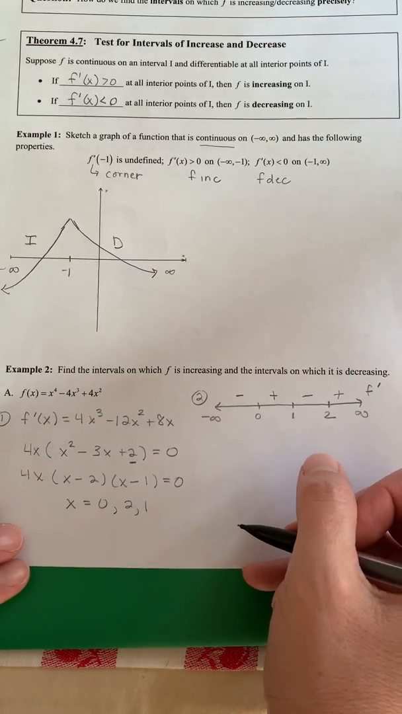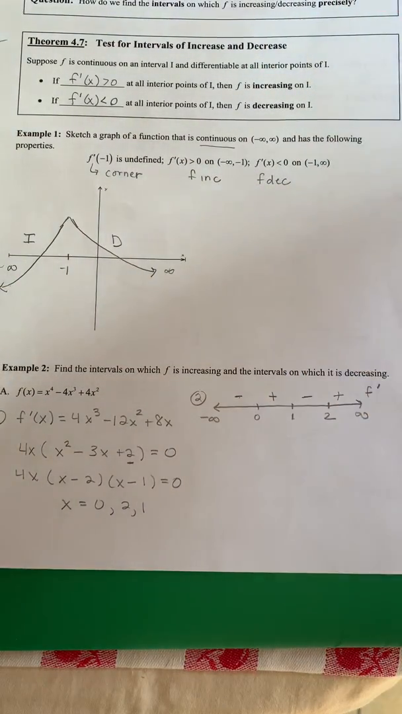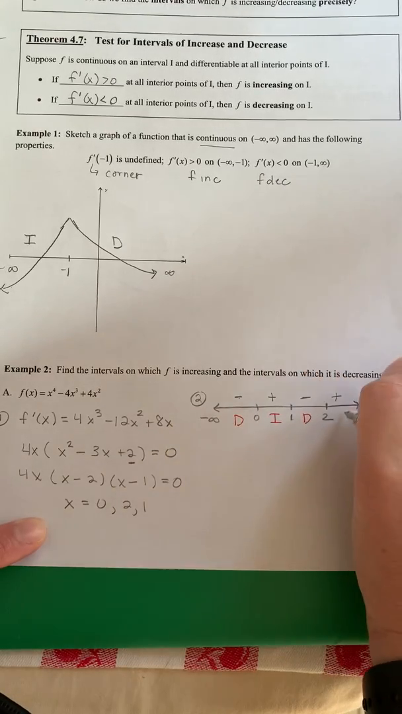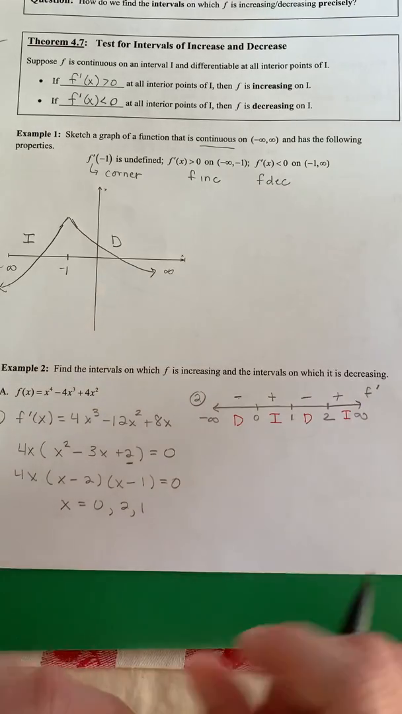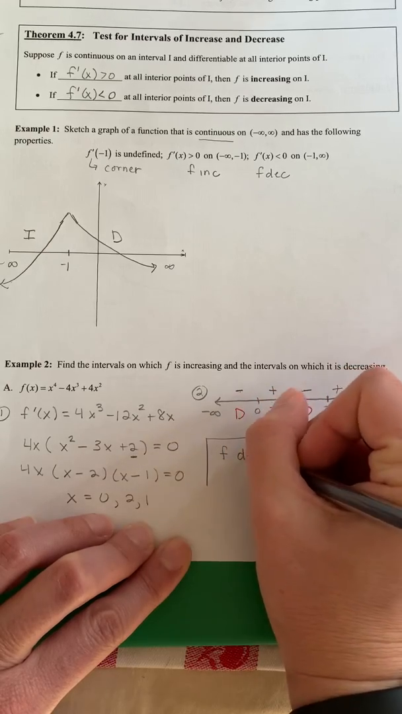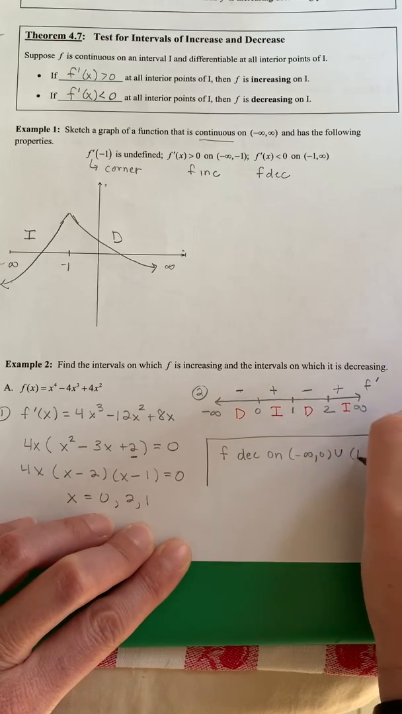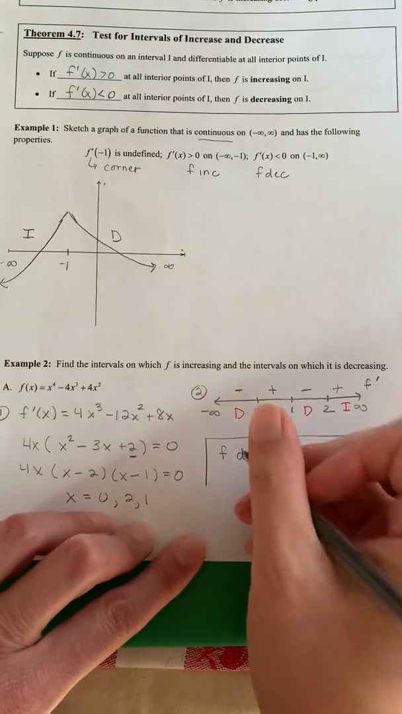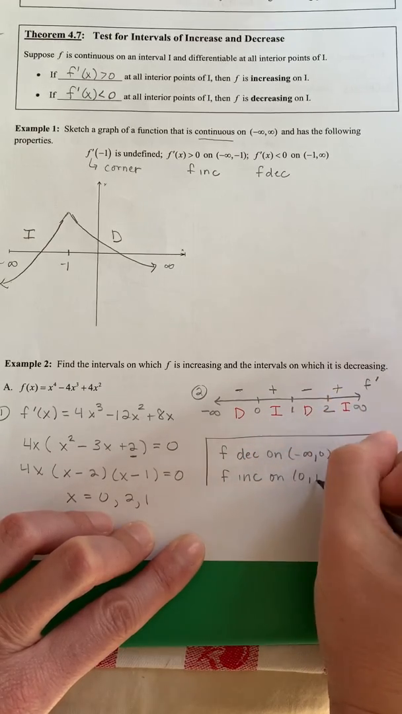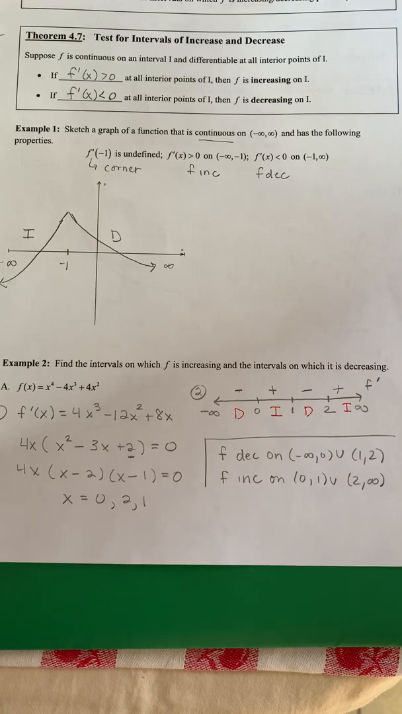Okay, so now we're ready for our conclusions. Everywhere we got a negative sign, that means we have decreasing intervals. And everywhere we got a positive sign for our function, we're going to have increasing intervals. So our conclusion for this is f is decreasing on the intervals negative infinity to 0 and 1 to 2. And then f is increasing according to our sign test on the intervals 0 to 1 and 2 to infinity. And that completes example 2, part A.